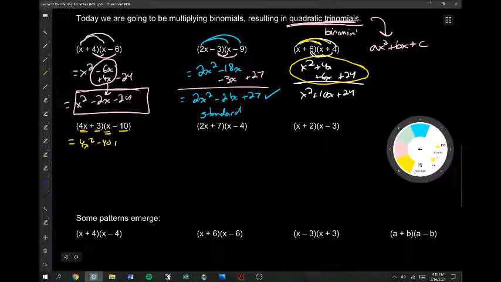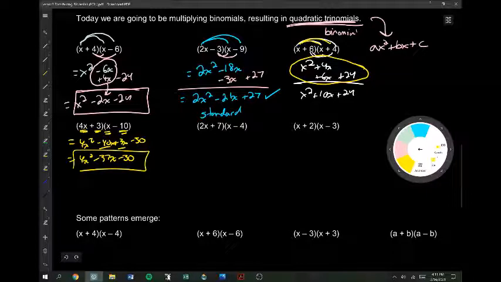3 times x is 3x. 3 times negative 10 is negative 30. This was 40x, not 40. 4x times negative 10 is negative 40x. Combine your like terms, you get 4x squared minus 37x minus 30.